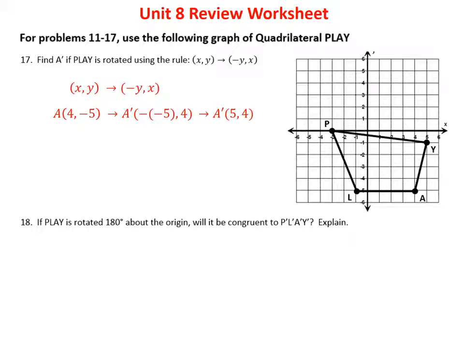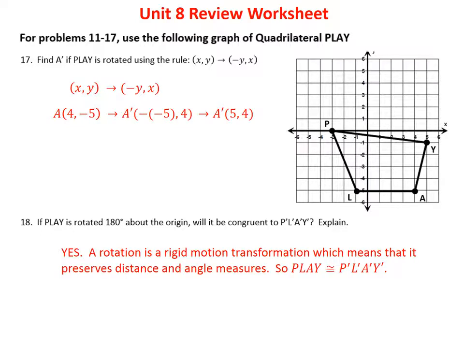Number 18, what happens if I rotate 180 degrees around the origin? Well, a rotation, will it be congruent? I mean, a rotation changes (x, y) to (-x, -y). But the question is, is it going to be congruent? And the answer is yes, because a rotation is a rigid motion transformation. And that means it preserves distance and angle measures. And so the figure PLAY is going to be congruent to P prime, L prime, A prime, Y prime.